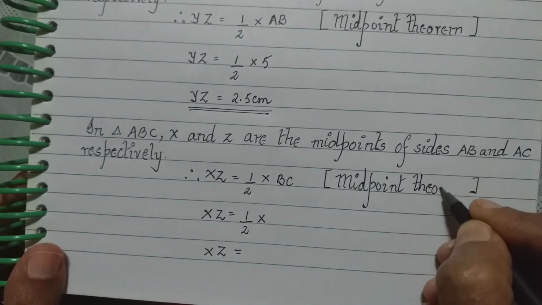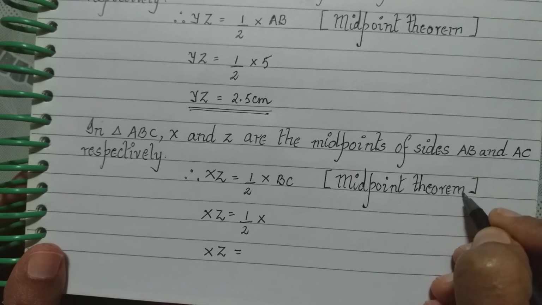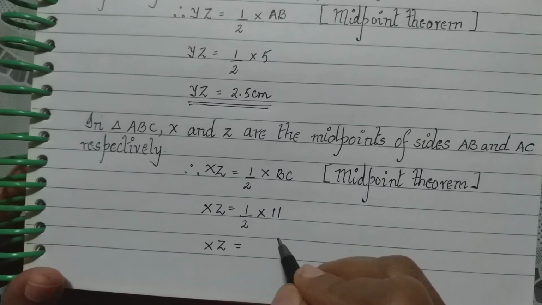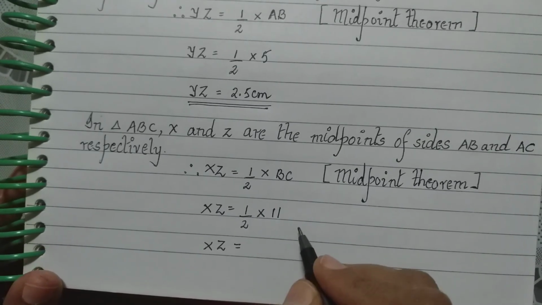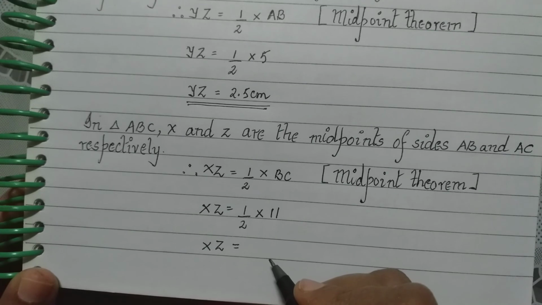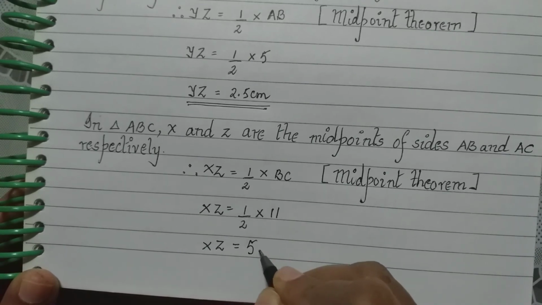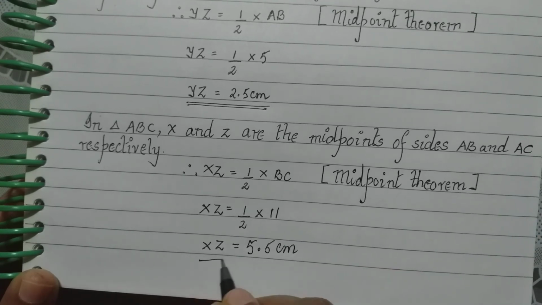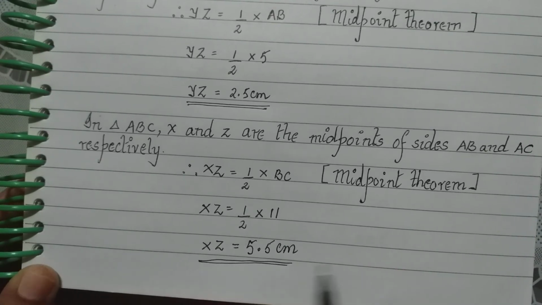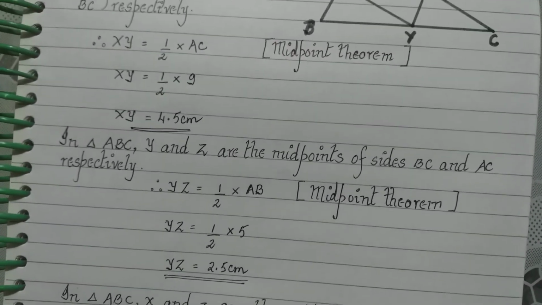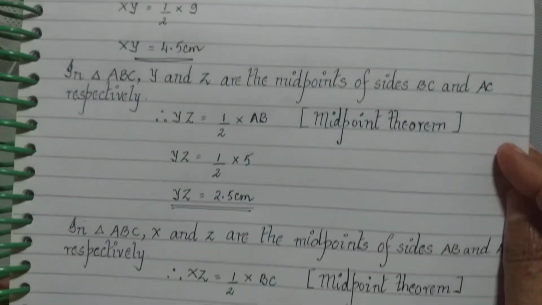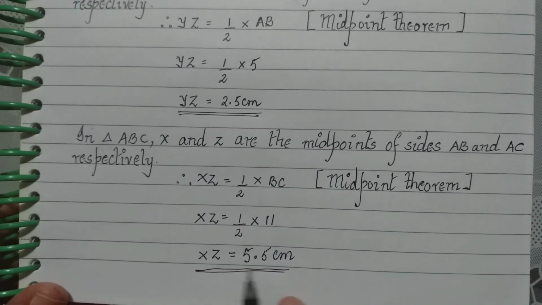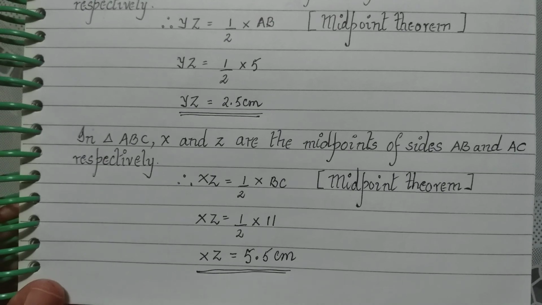And the length of BC we saw just now in the given is 11. So half into 11, and half of 10 is 5, so half of 11 will be 5.5 centimeters. So now we have got the lengths of all the three sides: XY is 4.5 centimeters, YZ is 2.5 centimeters, and XZ is 5.5 centimeters.